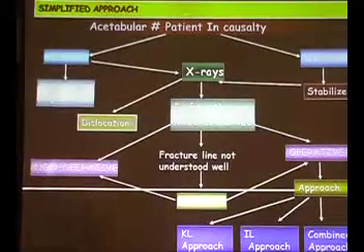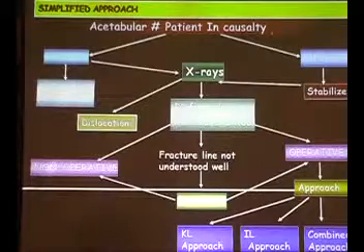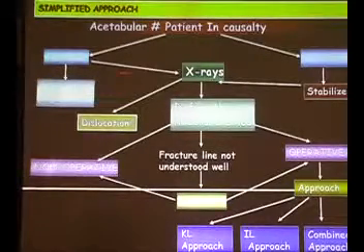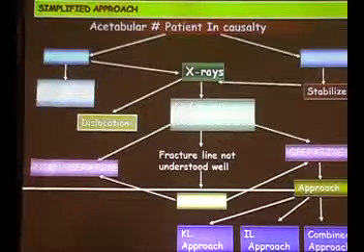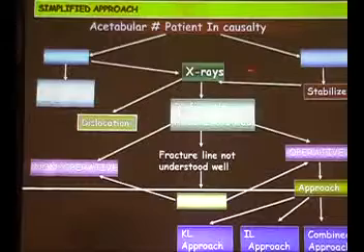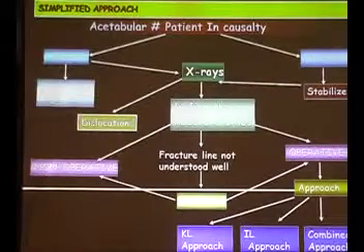So you see that the fracture acetabulum comes to the casualty. You first, as Mahesh said, find out whether the ABCD is stable or unstable. If it is stable, look for associated injuries and then go for X-ray. If it is unstable, stabilize the patient and then take them for X-rays.